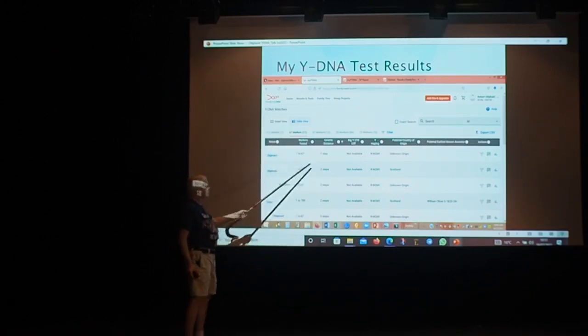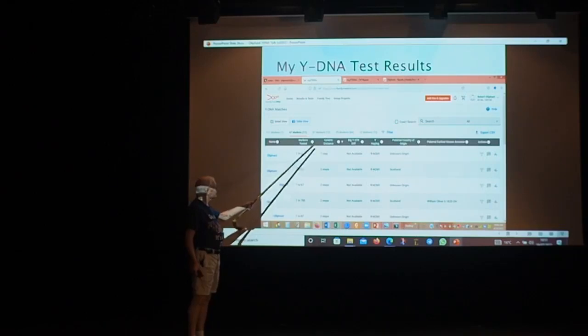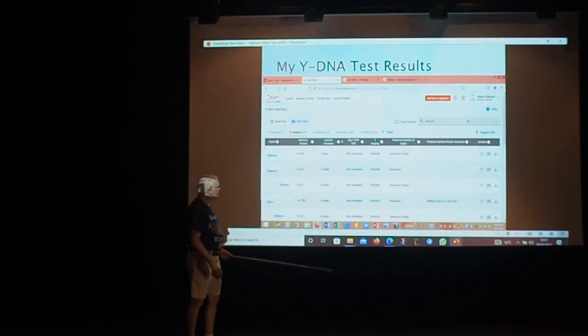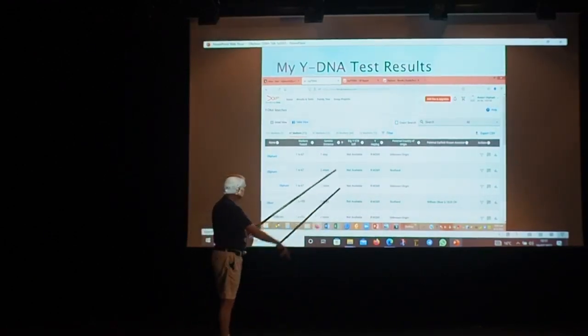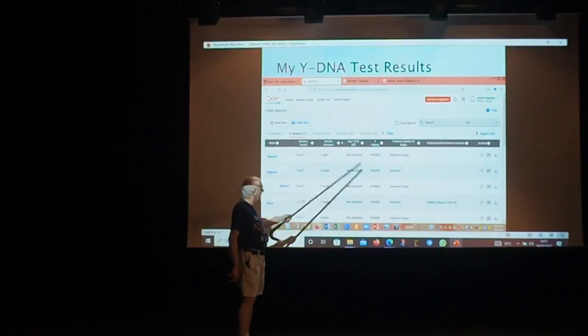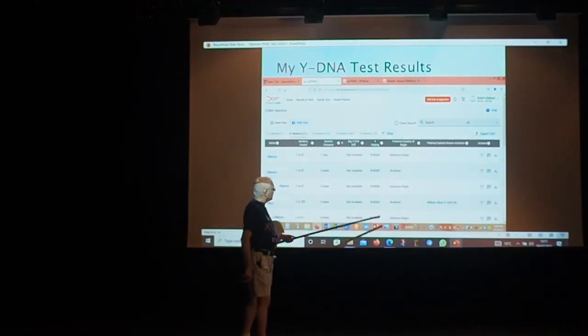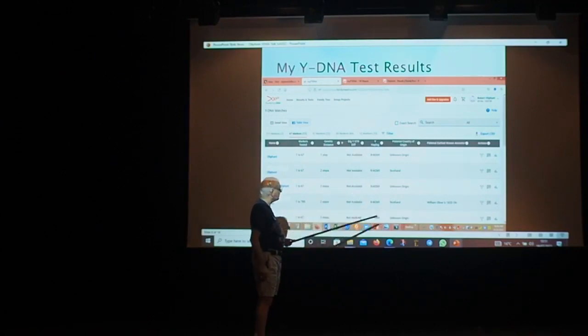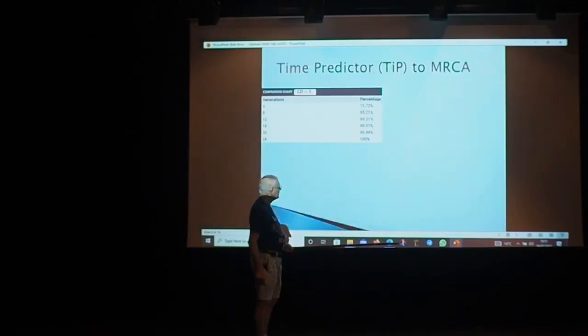And this shows what's called genetic distance. That means that this person has one mutation compared to me. And these three people have two mutations compared to me, et cetera, that increases the farther down the chart you go. This is the haplogroup. This haplogroup is estimated from the STR testing.